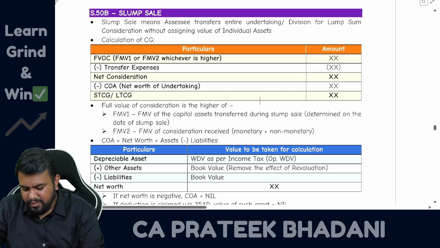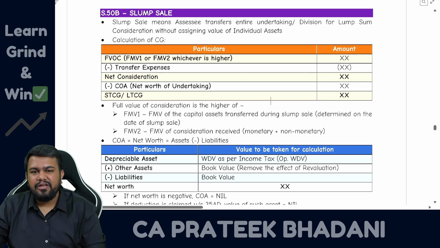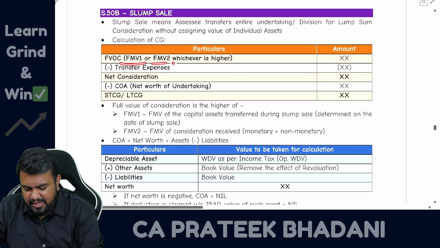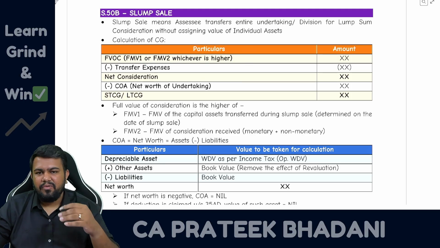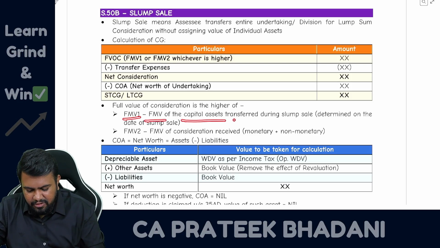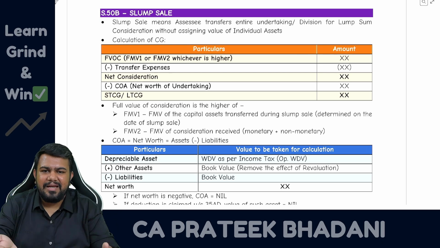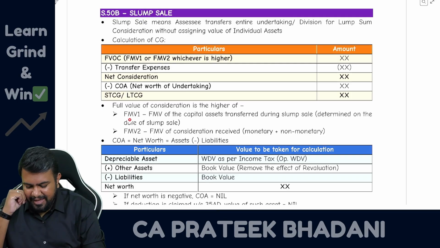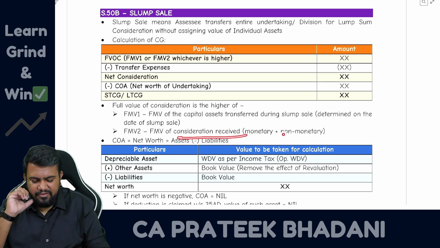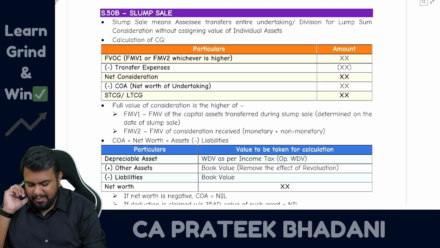Let us see. In calculating capital gain, first you have to take the full value of consideration. What is the full value of consideration? Full value of consideration in case of slump sale is FMV1 or FMV2, whichever is higher. So fair market value 1 or fair market value 2, whichever is higher. What is fair market value 1? It is the fair market value of the capital asset transferred during the slump sale. So FMV1 means whatever capital assets are transferred, for that you calculate the fair market value. You add all of it together, that is fair market value 1. Then you see what is FMV2. FMV2 is the consideration received. So monetary plus non-monetary, whatever is the amount received from the buyer, that is called fair market value 2.